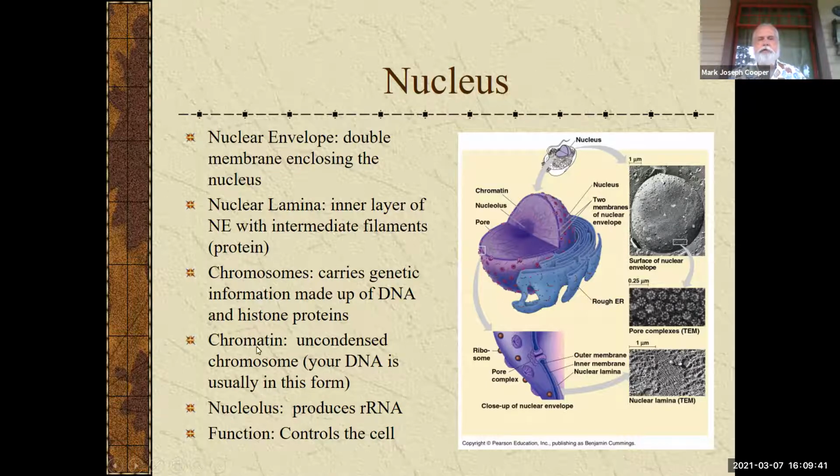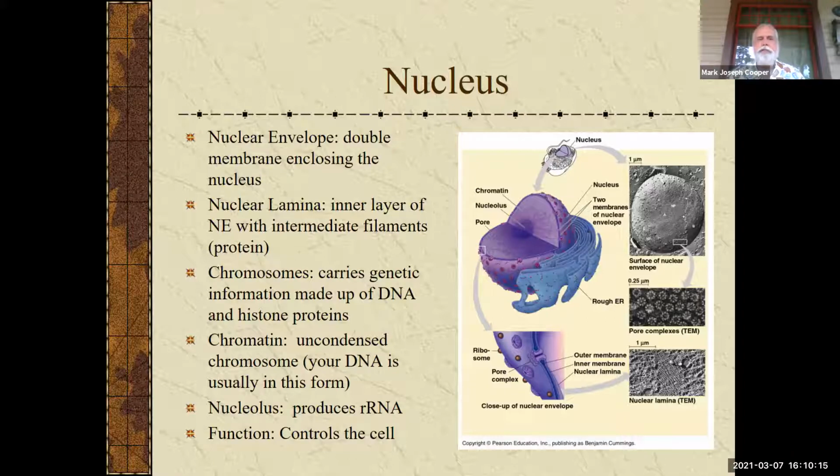Your DNA is actually in the form of chromatin most of the time, uncondensed chromosomes. Your DNA is all spread out. During mitosis, all that will bunch together, condense, and wrap around what we call histone proteins and become chromosomes. So really, 90% of your cells right now do not technically have chromosomes in the sense of these solid structures we show you during mitosis. It's usually in the form of chromatin.